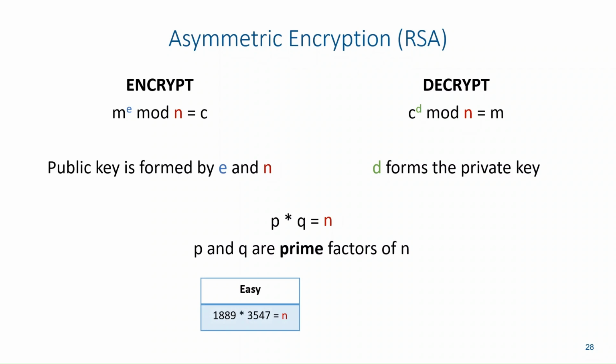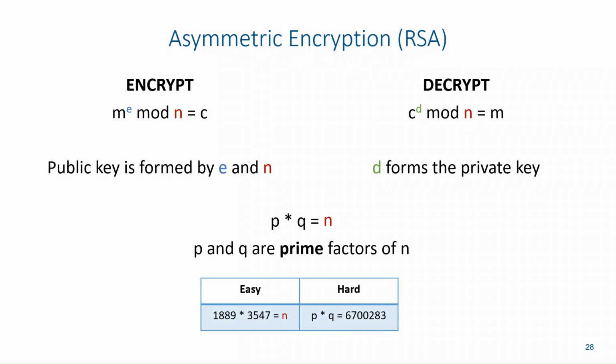So think of it this way. If I have two numbers that are prime, 1889 and 3547, and I multiply them together, how hard is it to calculate what N is? It's not hard at all. You could literally just put it into your calculator and figure it out right now.